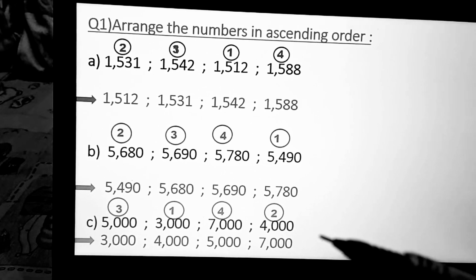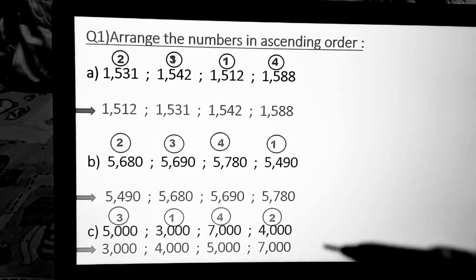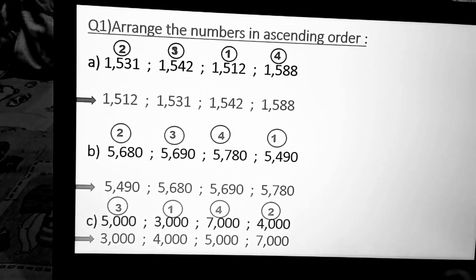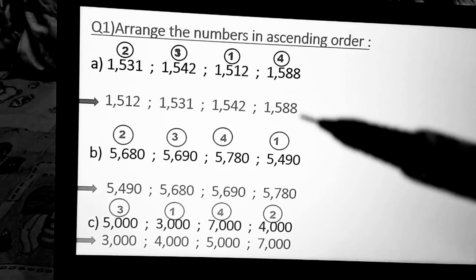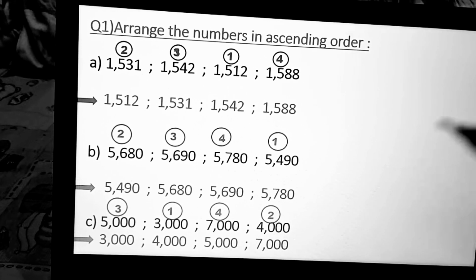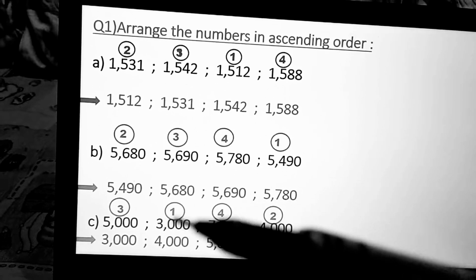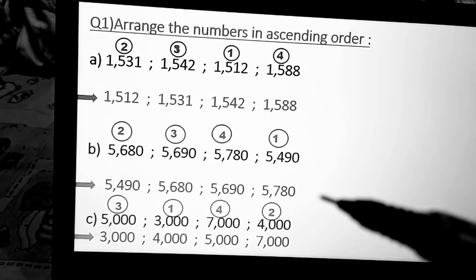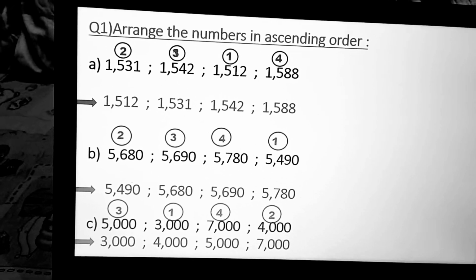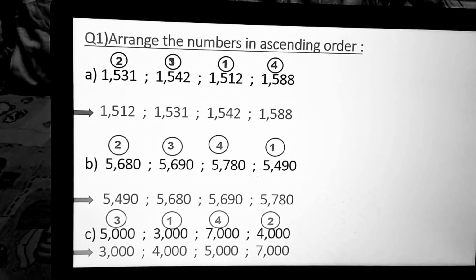Yes. So what we are doing in ascending order? We are arranging the numbers from smallest one to the greatest one. Okay. And we are writing this symbol so that it will be easier for us to write the numbers. Clear? Okay. Now we are moving to our next question number B.